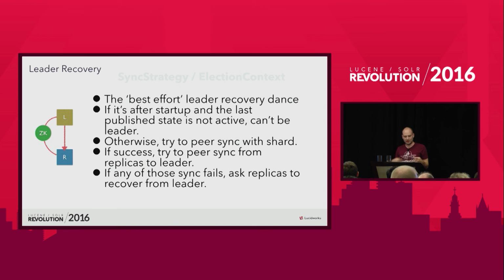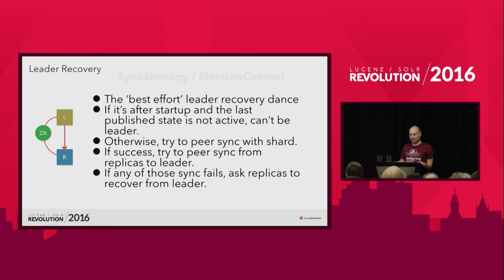And so the basic little dance that's done is everybody is kind of getting in line to be the leader in Zookeeper. So the first guy in line says, okay, I'm the potential leader. Let's see if I can be the leader. The first thing he does is check, was the last state that I published to Zookeeper active? If the last state was not active, then we can't be sure that node is up to date, right? If its last state was recovering, then it's obviously not up to date. So the first thing it does is say, was my last state published active? If it was, I can still try to be the leader.